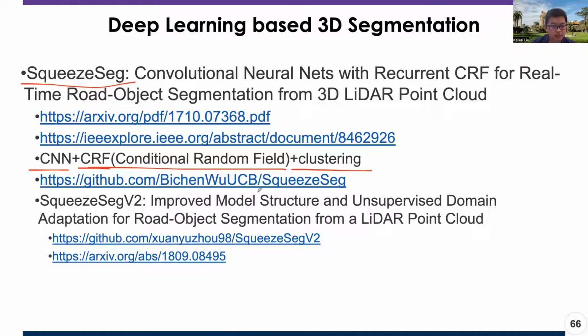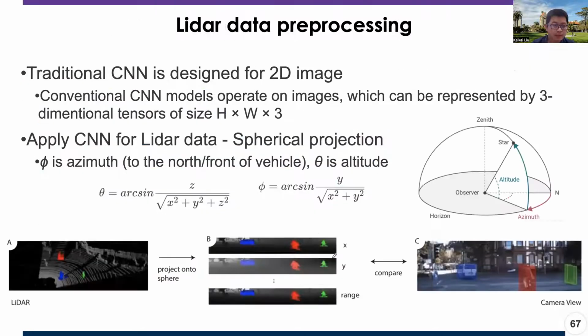SqueezeSeg also has open source implementations. You can see there are open source implementations for SqueezeSeg 1 and SqueezeSeg 2. Both SqueezeSeg V1 and V2 are implemented in TensorFlow, and it is TensorFlow 1.x, not TensorFlow 2. Now let's first take a look at the key idea used in SqueezeSeg: they do LiDAR data pre-processing, they do the projection.